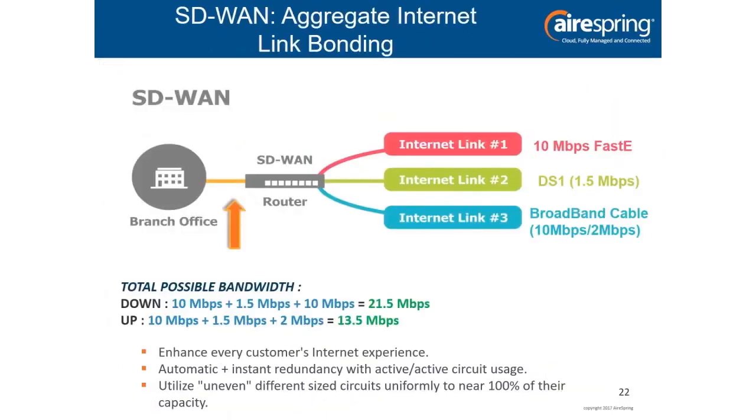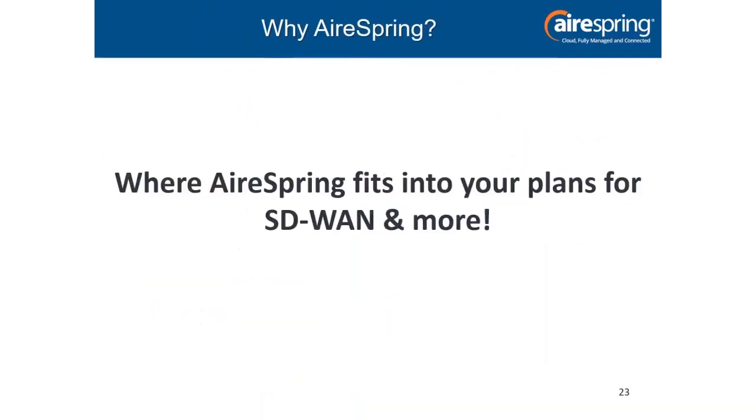Now, underlay circuits used in SD-WAN do not have to be symmetric. The upstream and downstream bandwidth can vary, and this is one reason why any type of circuit can be utilized as part of a bonded larger pipe that SD-WAN will create as it forms the overlay network tunnels and begins pushing traffic. So where does AireSpring fit into your plans for SD-WAN and more?